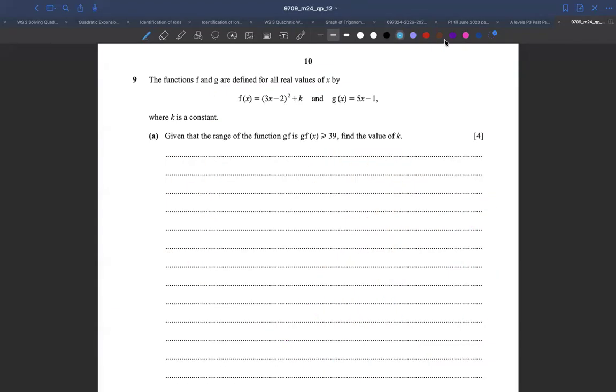The functions f and g are defined for all real values of x by f of x is equal to (3x minus 2) whole square plus k. Given that the range of gf is 39, find the value of k. Now, before we move any further, let's first understand what this function gf means. Gf of x means that the x values of the function g are now defined by f of x, right? Okay, gf of x is greater than or equal to 39.